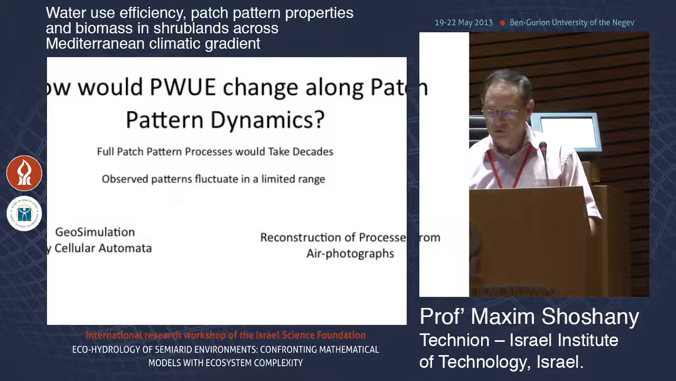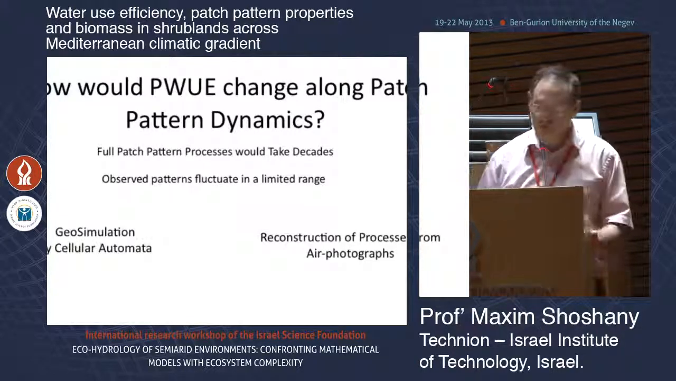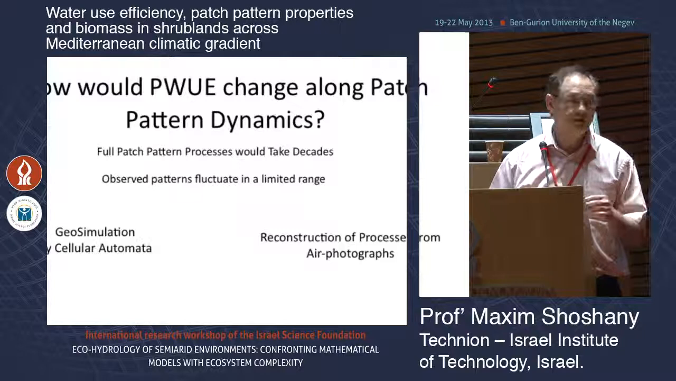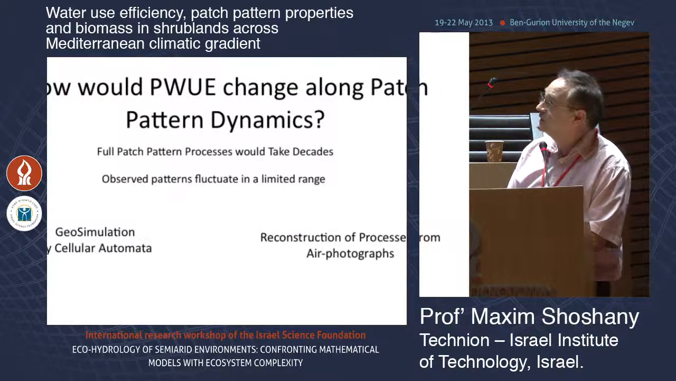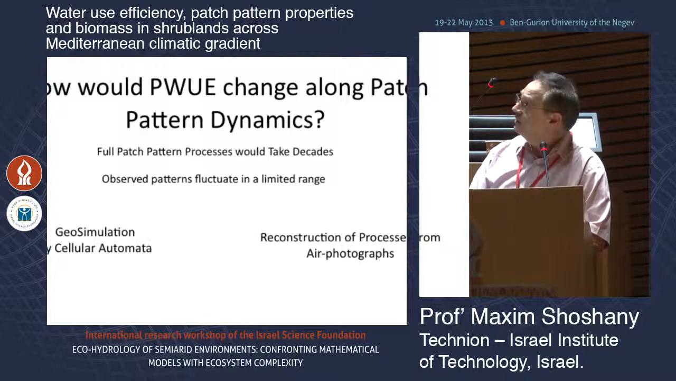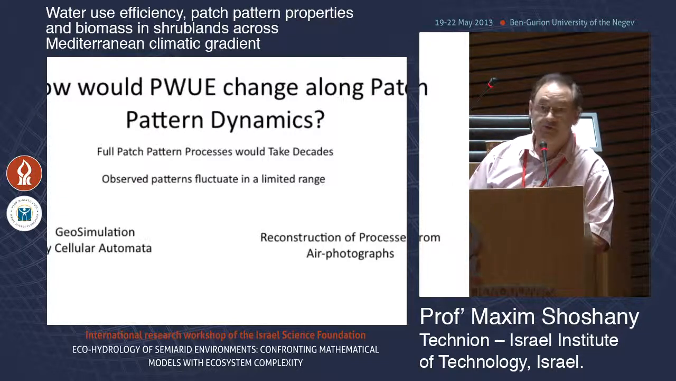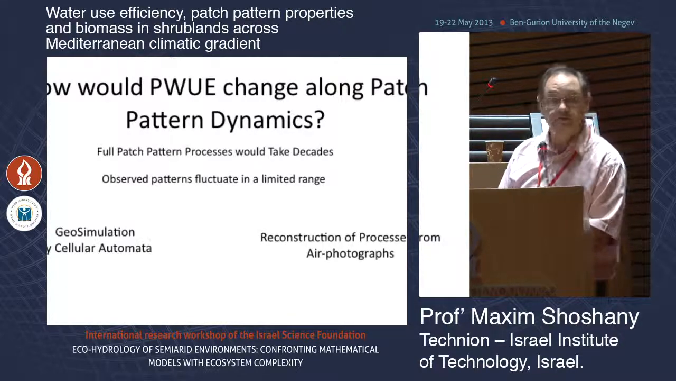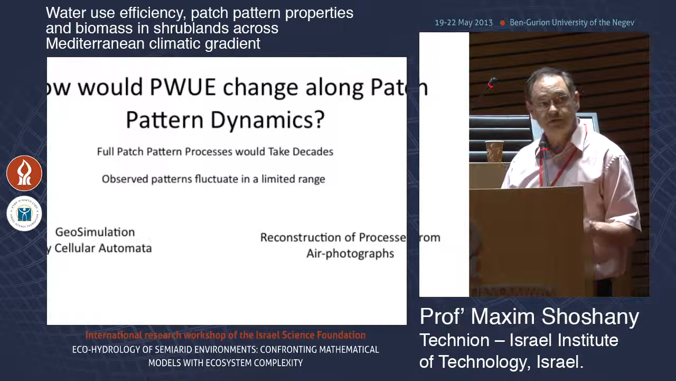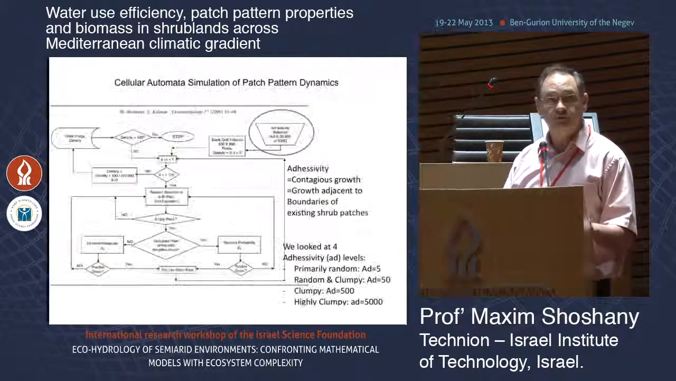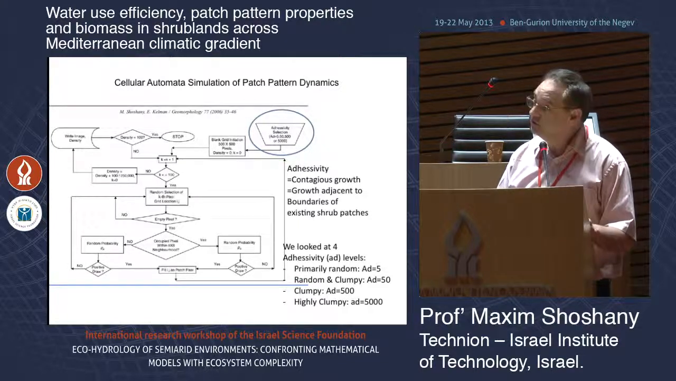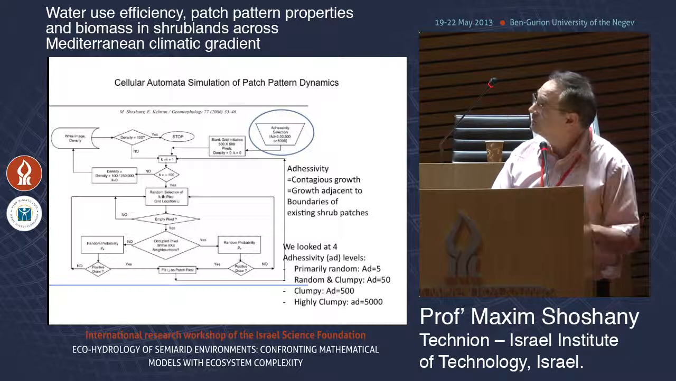So what can we do? We can do geosimulations. Many people are doing cellular automata simulations to describe the full patch pattern dynamics. And we can also do some kind of reconstruction from aerial photography. And that's what we'll do here. And first, we'll try to verify how the geosimulation is related to the information relating to the dynamics from both information sources.